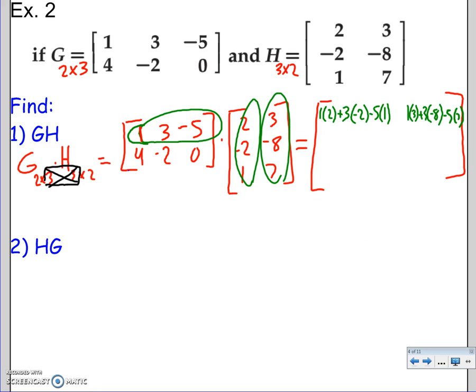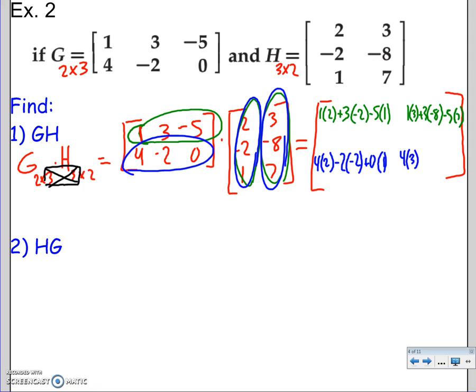I'm going to do this times the first row. Sorry, column. Second row, first column. So that is 4 times 2, negative 2 times negative 2, and then plus 0 times 1. Other side would be the other column. So again, 4 times 3 minus 2 times negative 8 plus 0 times 7.